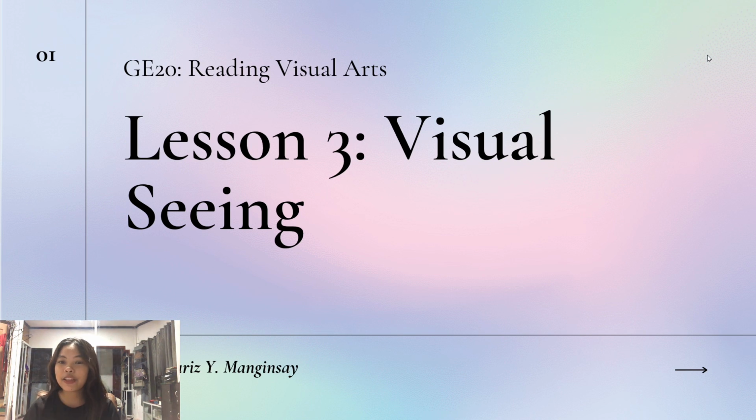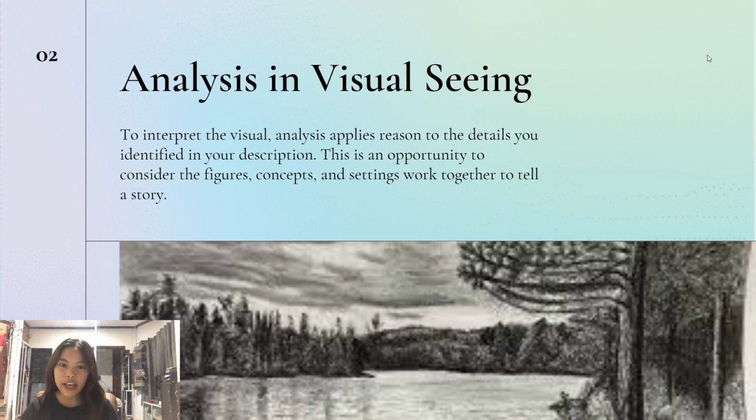Visual seeing in reading visual arts. So let's start. First we have analysis in visual seeing. To interpret the visual, analysis applies reason to the details you identified in your description. So actually, analysis in visual seeing has three key aspects. We have description, analysis, and interpretation.